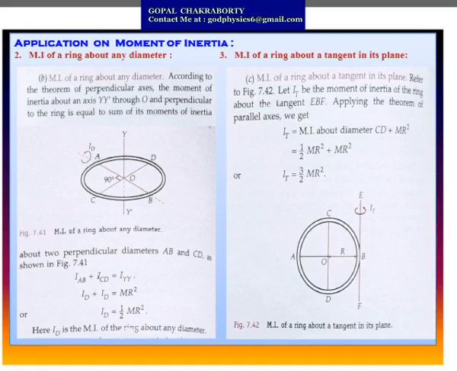Here you have to apply the parallel axis theorem. Tangent means, as per the diagram, it is along the BE or BF axis. This is the axis of rotation. So I tangent will be equal to the moment of inertia about the diameter CD plus m r square. So half m r square plus m r square gives you the moment of inertia about this tangent to its plane, which is equal to 3 by 2 m r square.